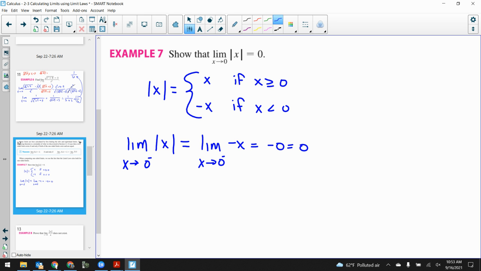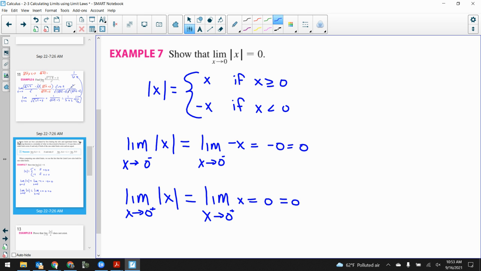Okay. So let's run it from the other side. The limit as x goes to 0 from the positive, the equivalent function would just be x, which is 0. Right?